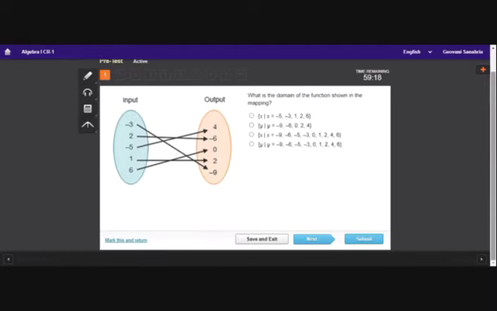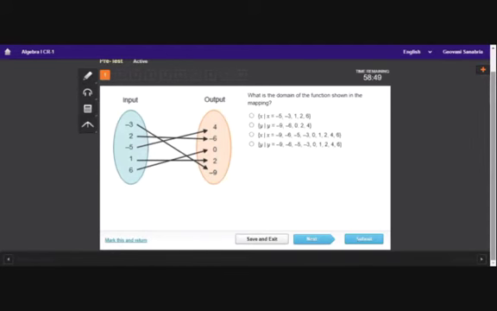Okay, the domain. This one's kind of giving us the answer right here. The domain is the x values, which is also the input. So the left side, the blue, the input, the x's, the domain, those all mean the same thing. The right side is the y values, and it's also called the output, and it's also called the range.